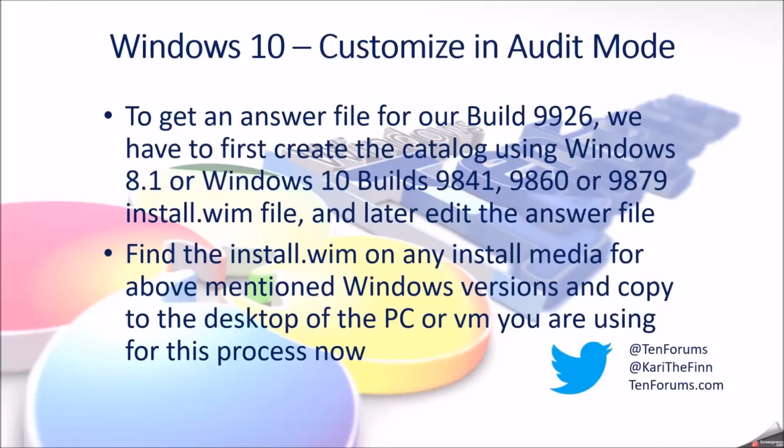To get an answer file for our build 9926, we have to first create the catalog using the Windows 8.1 or Windows 10 builds 9841, 9860 or 9879 install.wim file, and later edit the answer file. Find the install.wim on any install media for the above mentioned Windows versions and copy it to the desktop of the PC or VM you are using for this process now.